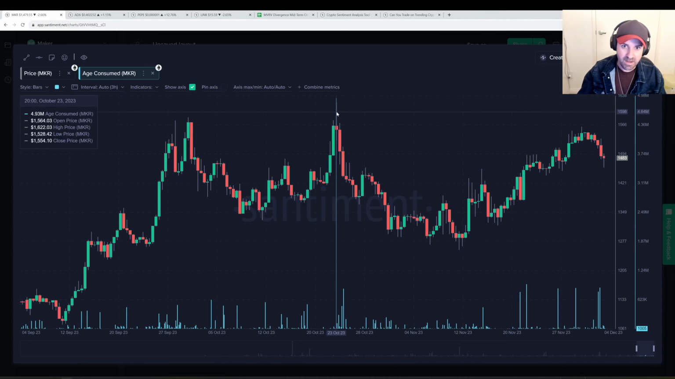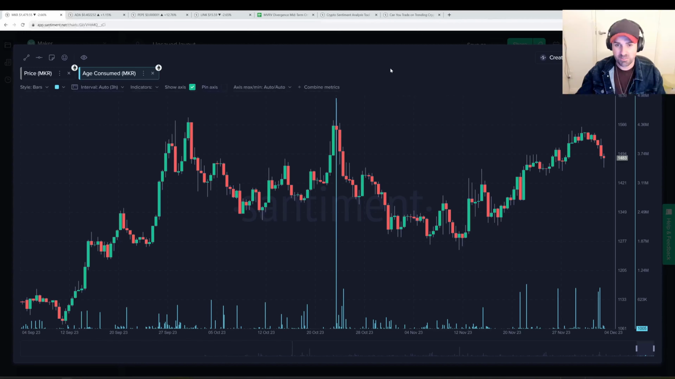Now, it isn't going to happen on every top, but should you see prices rising and suddenly you see an age consumed candle like this pop up, it's a pretty likely scenario indicating that prices are about to retrace, which is, of course, exactly what happened with Maker over the following 2 weeks or so before it finally recovered for reasons other than what was going on with age consumed. Now, age consumed can also work as a bottom signal, but in my opinion, it's not quite as reliable as what we see as a top signal.